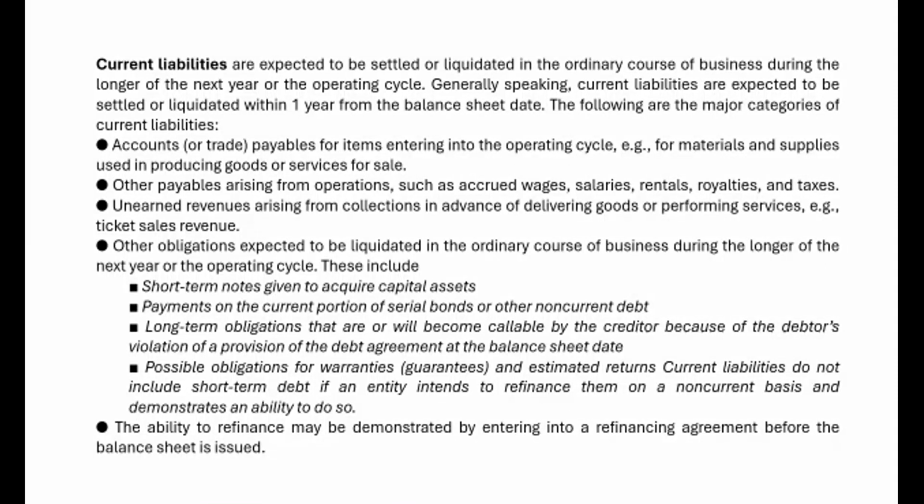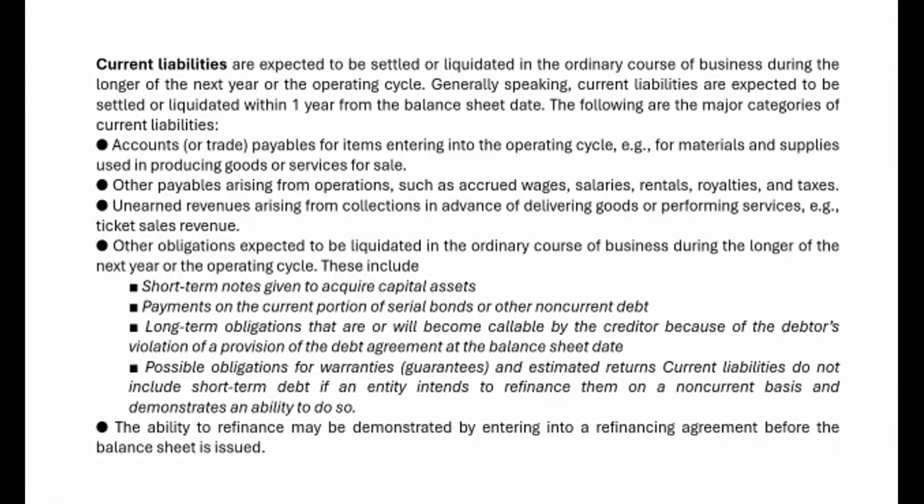Accounts or trade payables for items entering into the operating cycle, for example, materials and supplies used in producing goods or services for sale. Other payables arising from operations, such as accrued wages, salaries, rentals, royalties, and taxes. Unearned revenues arising from collections in advance of delivering goods or performing services, like ticket sale revenue.